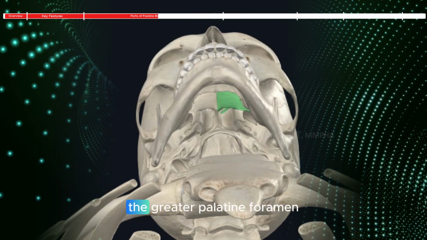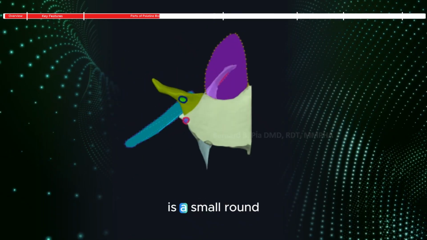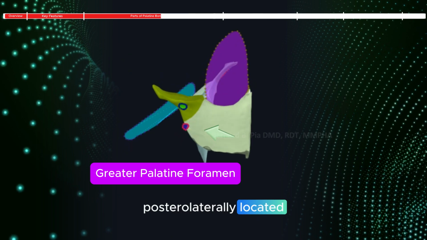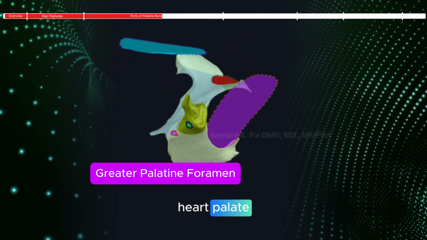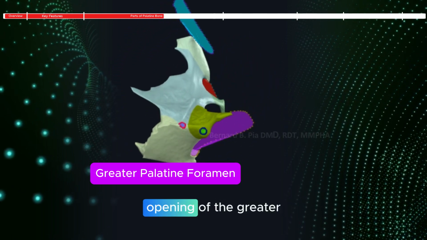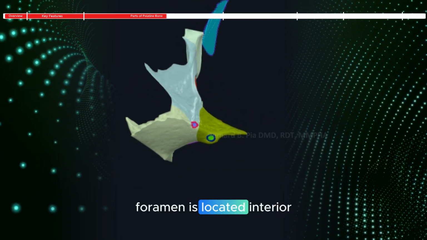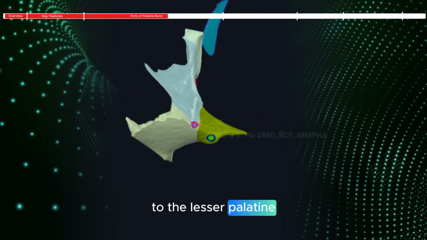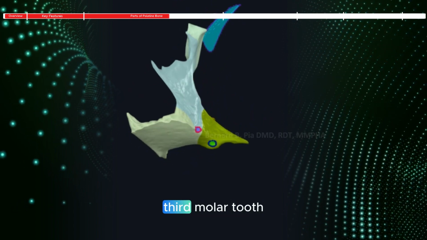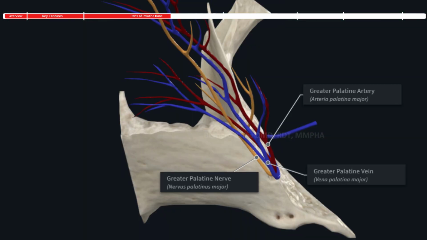7. The greater palatine foramen is a small, round, posterolaterally located opening on the bony hard palate. It forms the inferior opening of the greater palatine canal. Each greater palatine foramen is located anterior to the lesser palatine foramina and medial to the 3rd molar tooth. Along the junction between the horizontal plate of a palatine bone and a maxilla, the greater palatine foramen allows for the passage of the greater palatine artery, vein, and nerve.